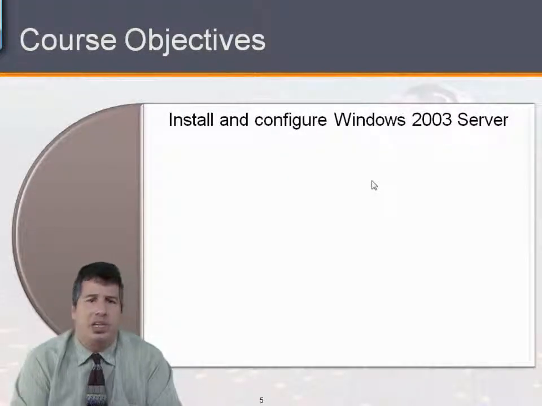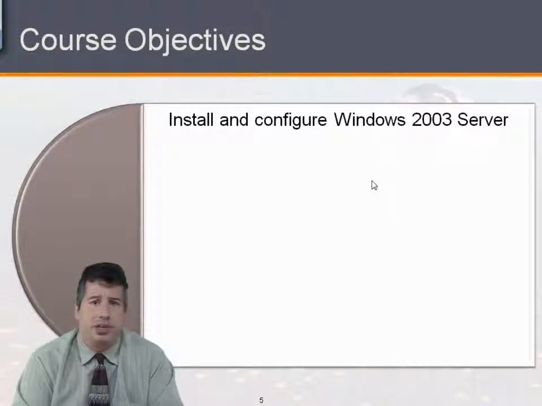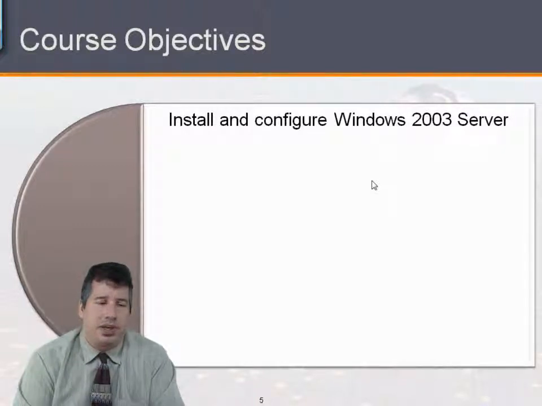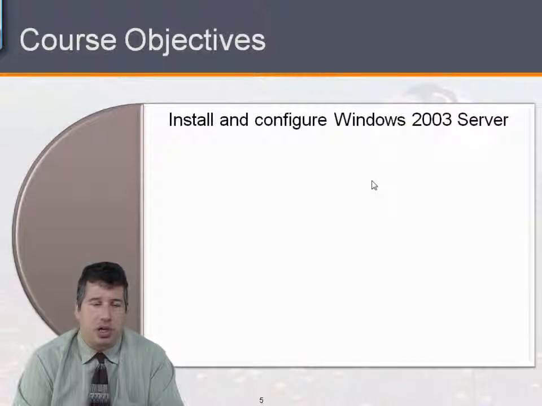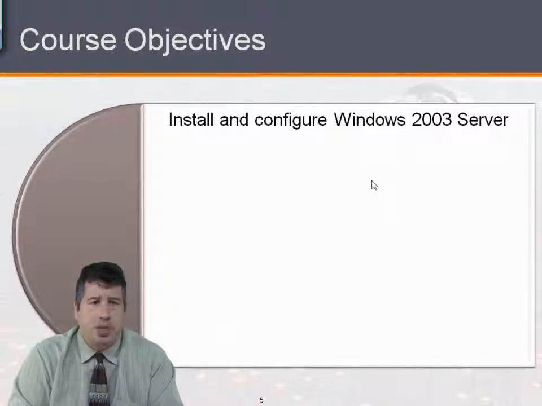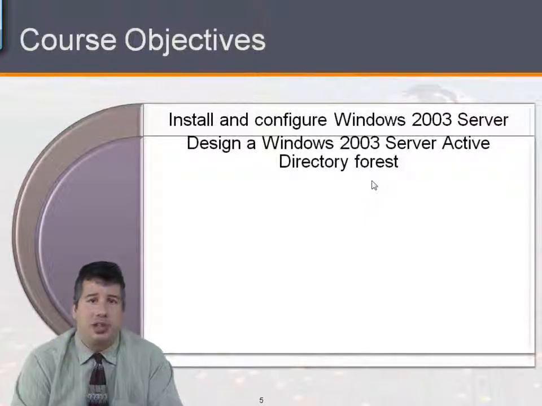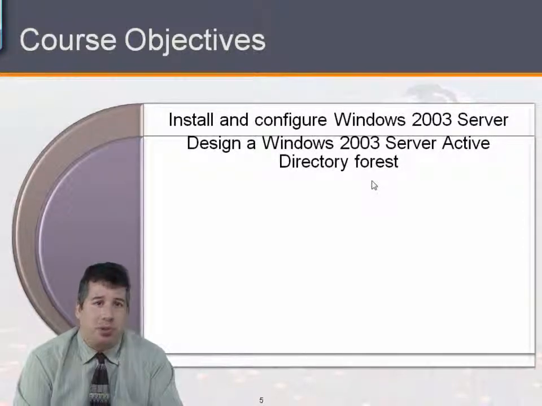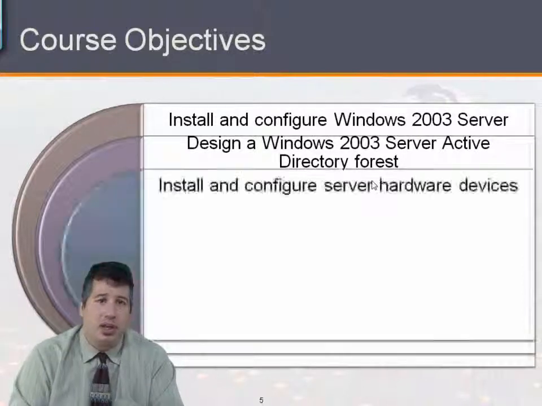So we're going to be looking at installing and configuring Windows 2003 server. We're going to be looking at things such as the manager server, using a security configuration wizard, the different hardware requirements, and designing a Windows 2003 server Active Directory for us. And really, this is just a primer, because later on in another course, we're going to get into the nuts and bolts of Active Directory.